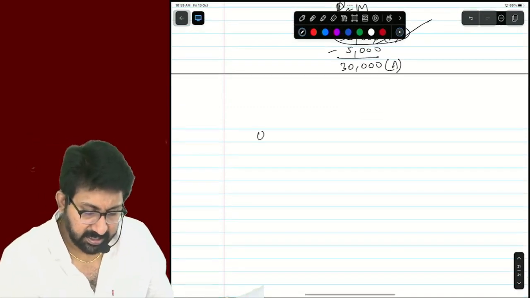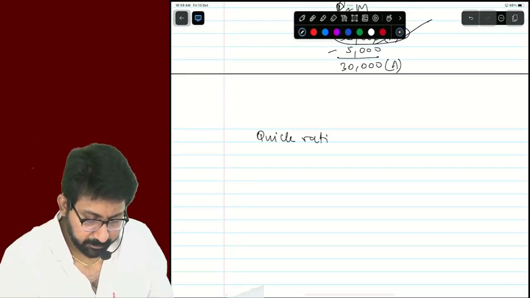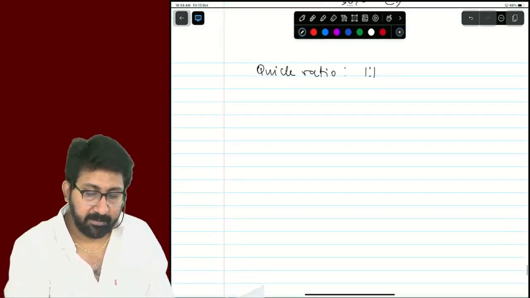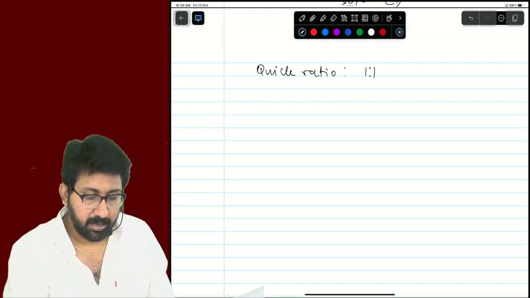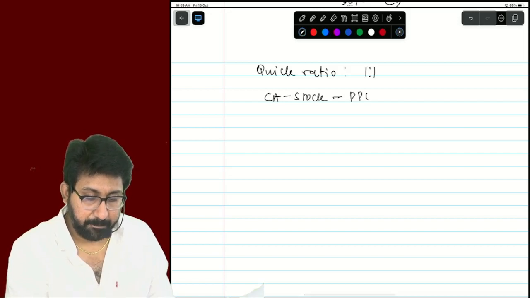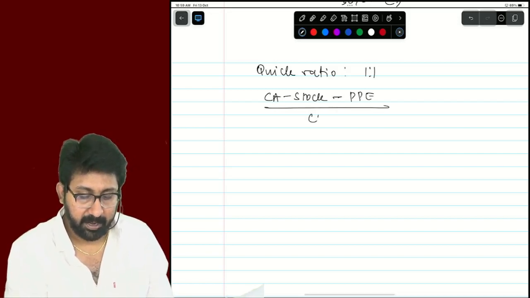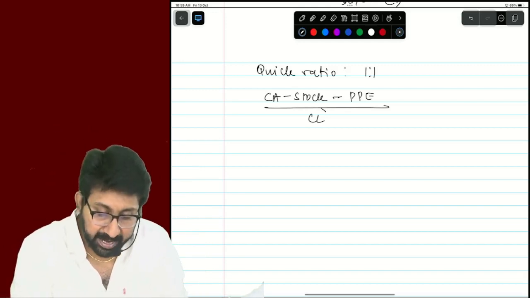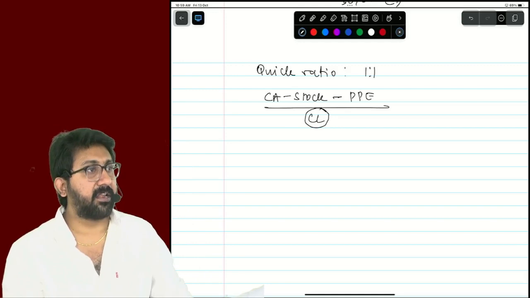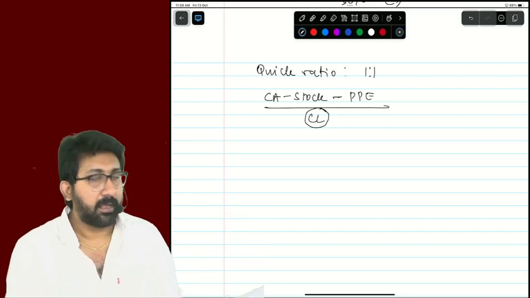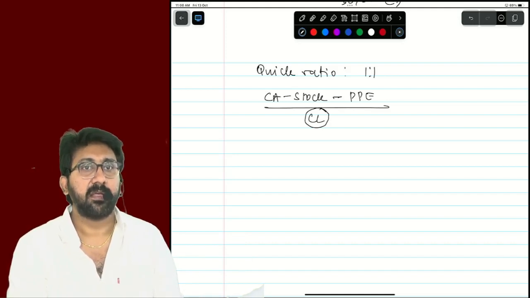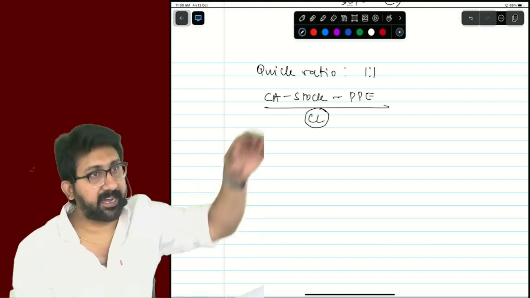Tell me, what is the quick ratio given in the question here? Before or after? After. 1:1. Can you please tell me what is quick ratio formula? Current assets minus stock minus prepaid expenses whole divided by current liability. I will re-explain the ratio one more time. Listen. To pay the current liability, creditor is standing at my door. I have to pay him. To pay him, I require cash. I require stock. I will give stock. I will ask him to sell that and get money.